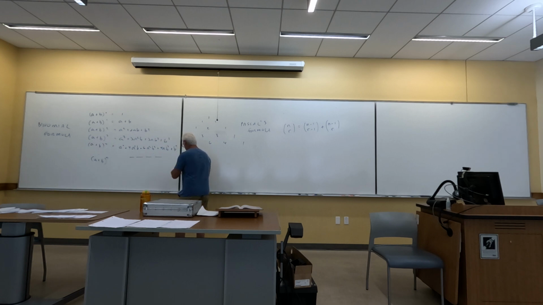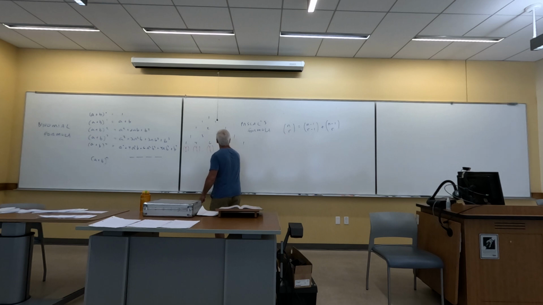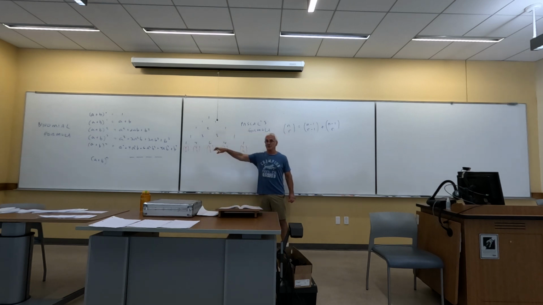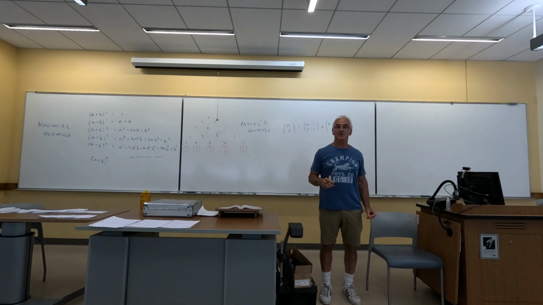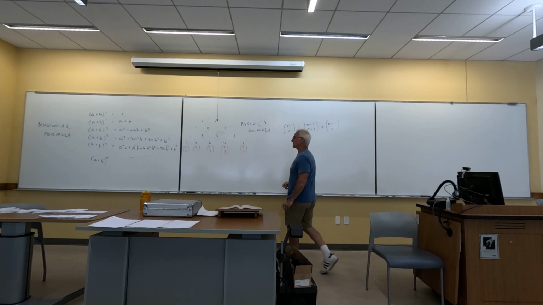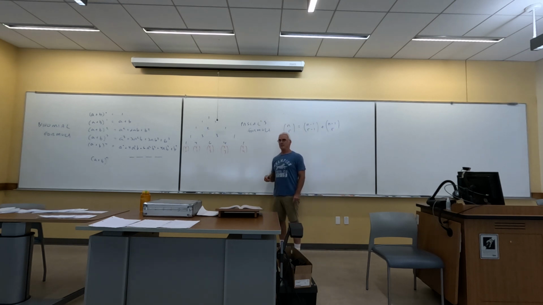Does everyone see then that this first term is exactly 4 choose 0? This is 4 choose 1. This is 4 choose 2. This is 4 choose 3. This is 4 choose 4, isn't it? Based on what I was just explaining, if I said, how many ways could I put the A's and the B's? There's exactly that many ways. Okay, with me so far?